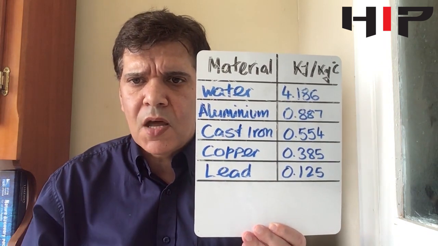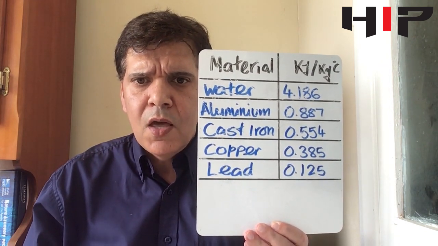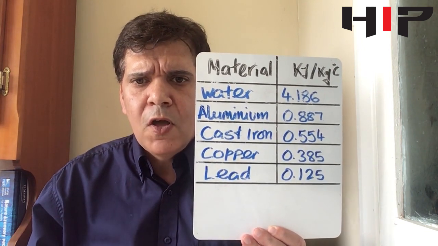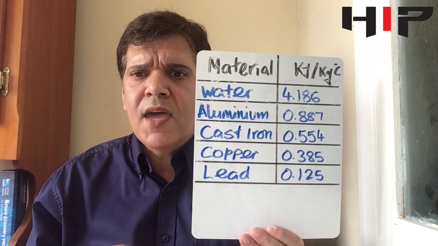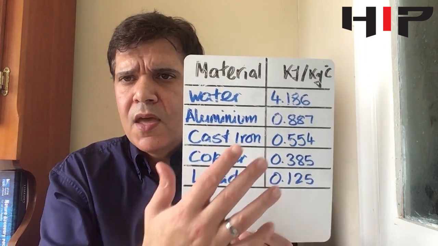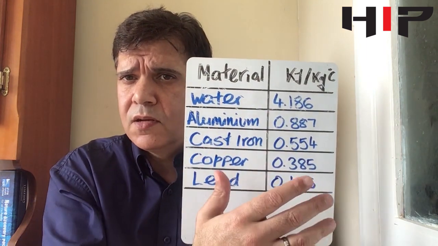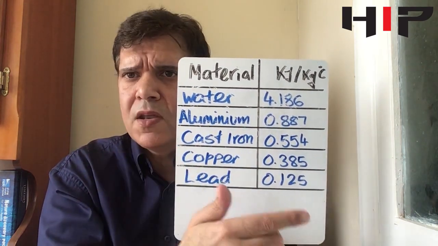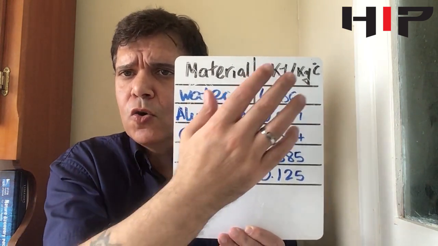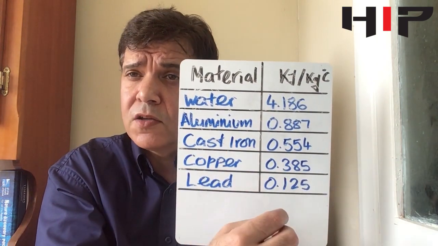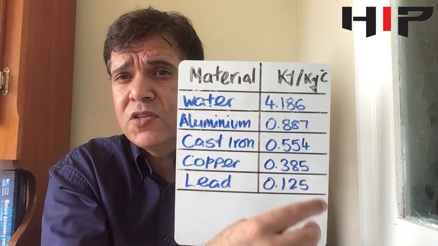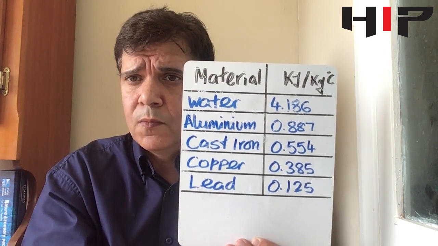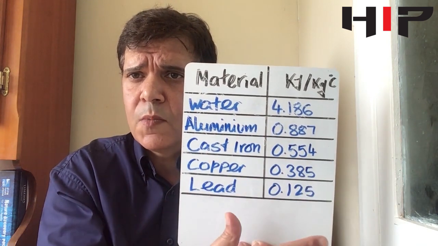Also, you can see from this table that copper has a very low specific heat capacity, so it doesn't need so much energy to be heated up. The values in this table are not changing: water, aluminium, copper, cast iron. These are the values you need to do the examples at the end of this video, so we're going to refer to this table later on.